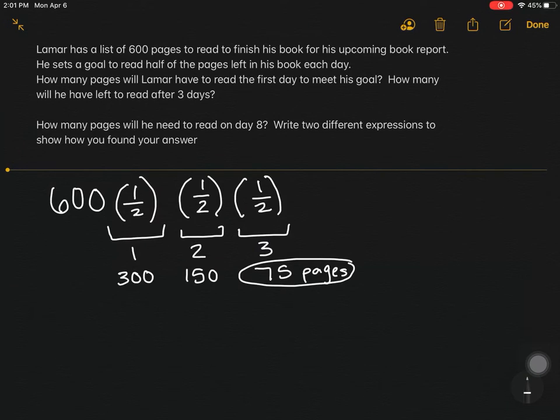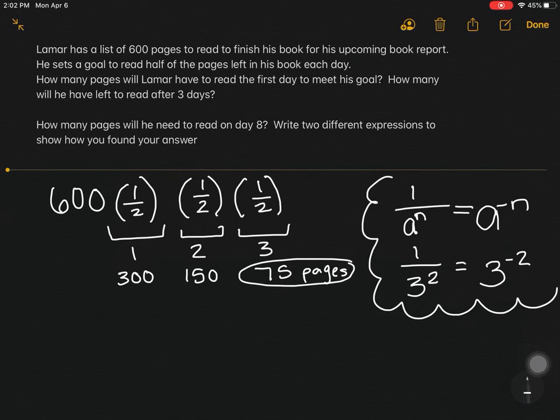Now, this next part, part B, gets a little trickier, and I want to remind you guys of the negative exponent rule. Remember that when we have 1 over a to the nth power, this is the same thing as a to the negative nth power. So for example, if we had 1 over 3 squared, that is the same thing as 3 to the negative 2 power. Let's keep this in mind as we work through this next section.